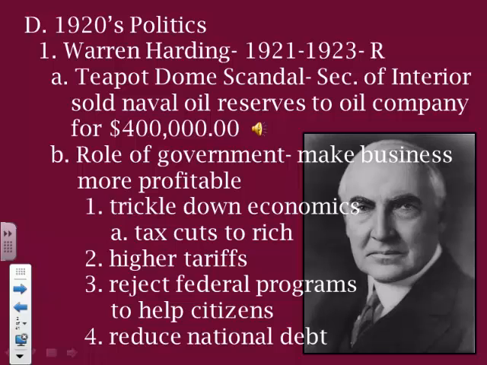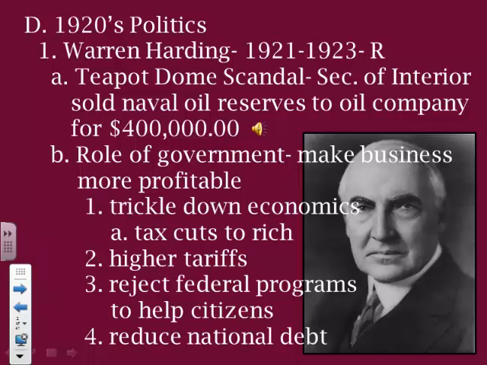Here the Republicans come up with one of their most popular beliefs, and it's called trickle-down economics. And this is a philosophy of the Republicans that is still evident today. And it's completely opposite of what the progressives had been doing in the last 20 years.